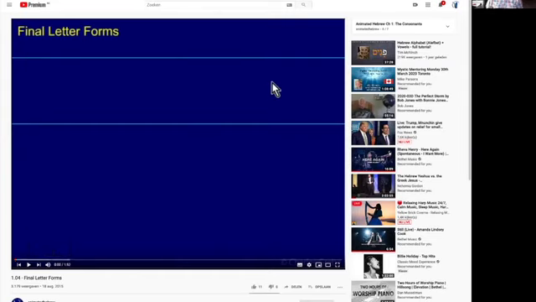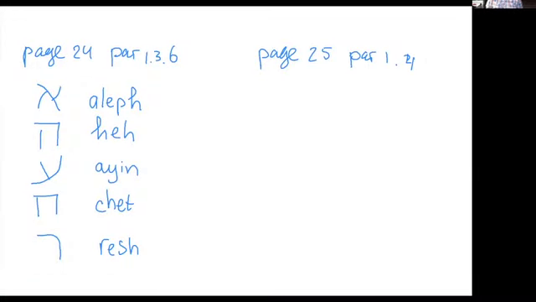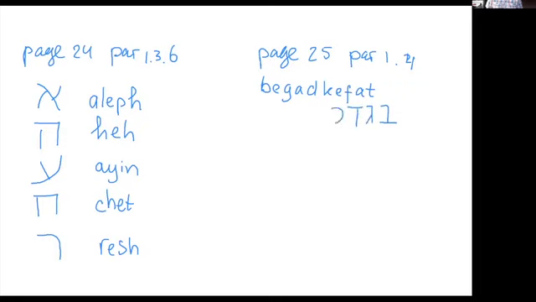Okay, we're getting there. Begad Kafat. From the letters Beit, Gimel, Dalet, Kaf, Pei, and the Taf. With and without dagesh lene, or the weak dagesh.